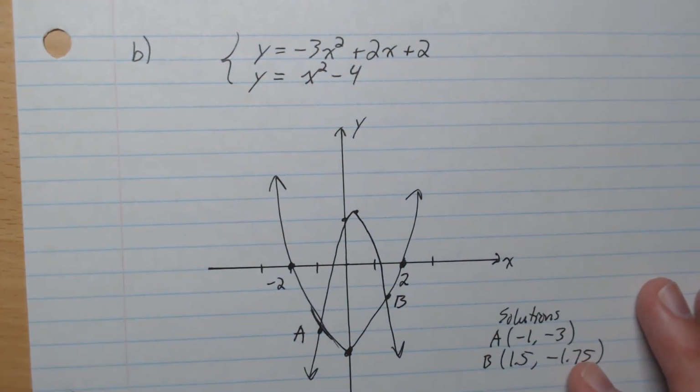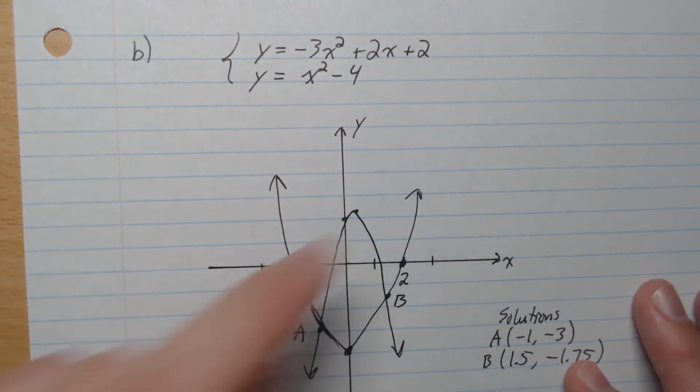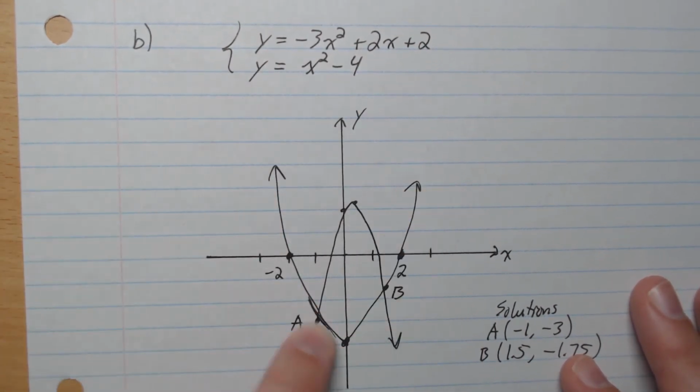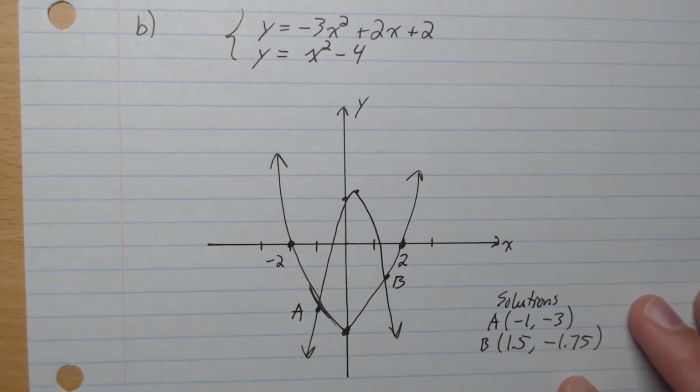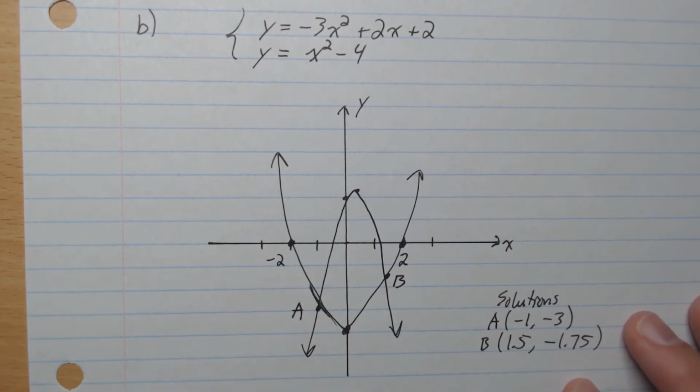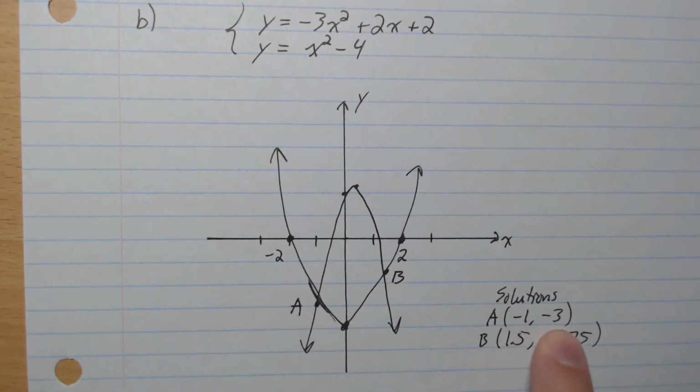Okay, B. Here we have a parabola and then another one. So x squared minus 4 is this one here, and then here's the other one. We find our solutions to be this point A and this point B like that. So A is negative 1, negative 3, and B is 1.5, negative 1.75. Right, so it's really easy using a graphing calculator.